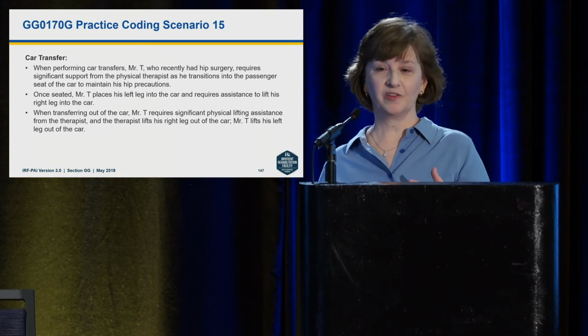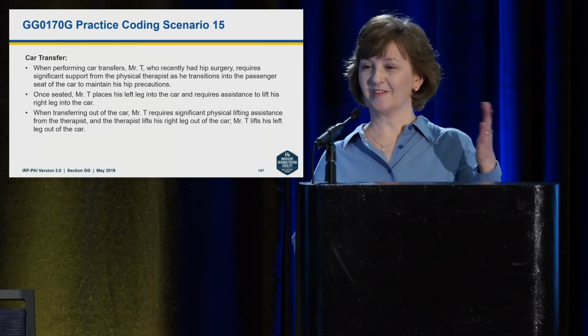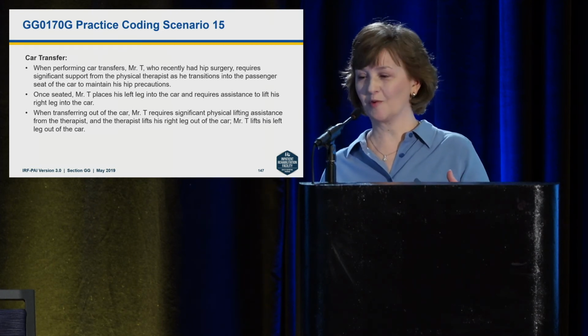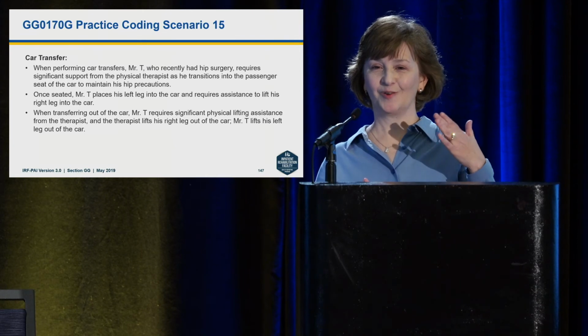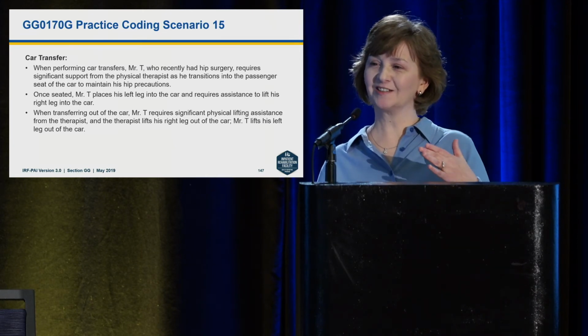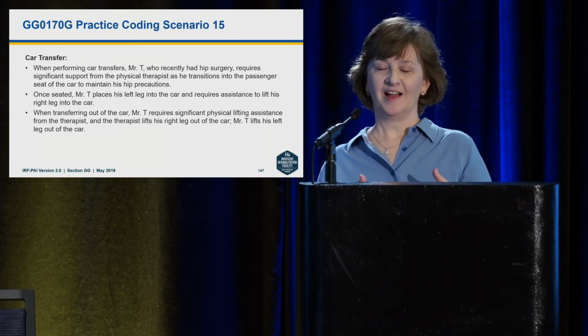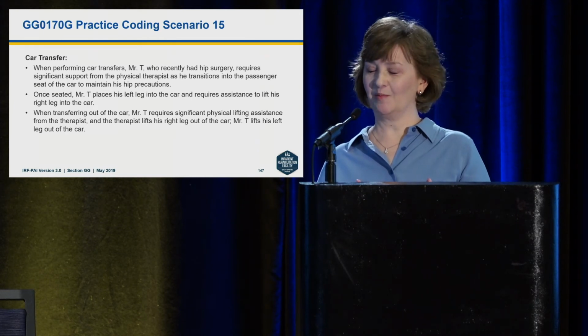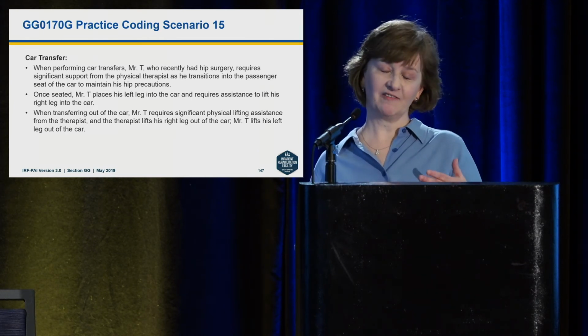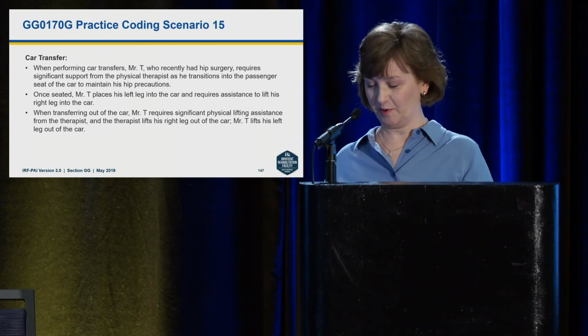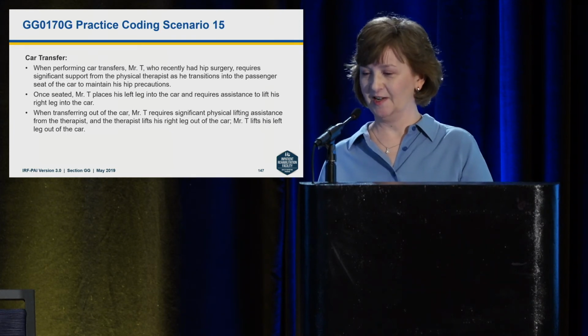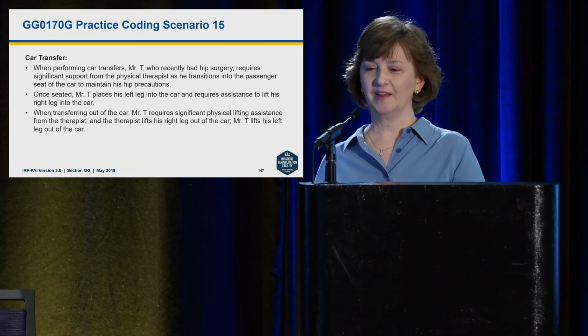So if you're thinking through the decision tree, does he require more than setup assistance from one helper? Yes. And so does he require more than touching? Does he require more than lifting assistance where the helper is providing less than half of the effort, or is the helper providing more than half of the effort? So based on that, you can go ahead and code on Slido.